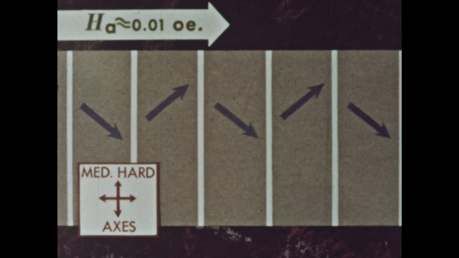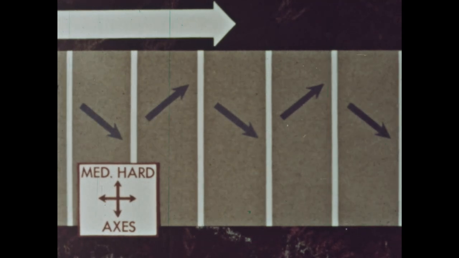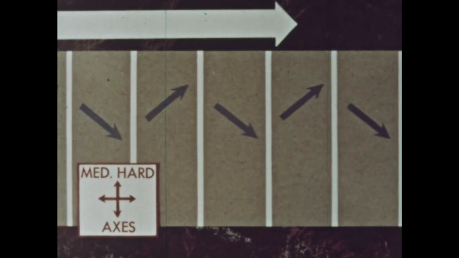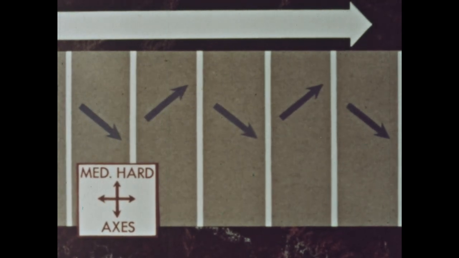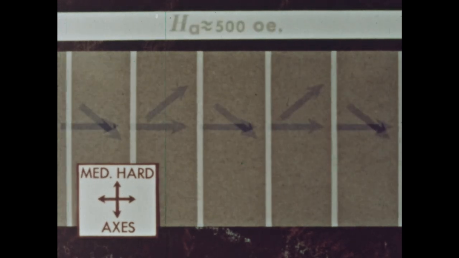Thus, we must increase the field substantially, on the order of 50,000 times, to overcome the magnetocrystalline anisotropy energy barrier. At saturation, the magnetization is parallel with the field, and the 90-degree walls are no longer present.